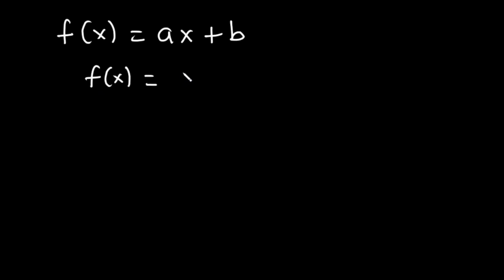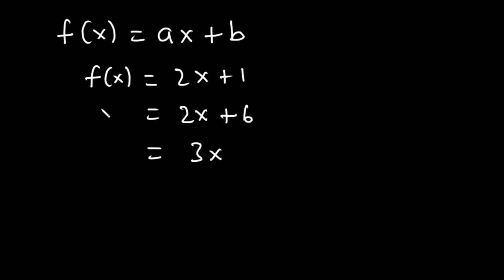A linear function is a function of the form ax plus b, where a and b are all constants. A is called the slope or the gradient and b is called the intercept. Let's look at some examples of linear functions. Examples of a linear function are 2x plus 1, 2x plus 6, and then 3x.